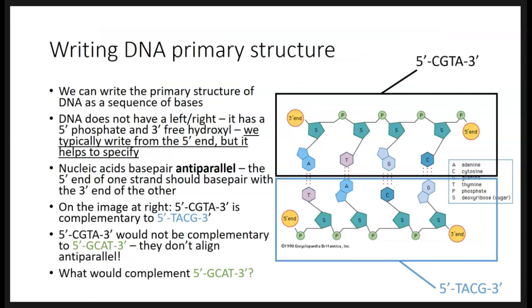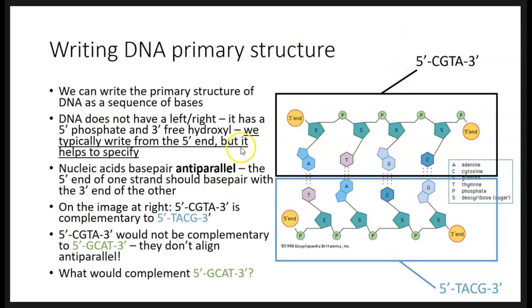This concept becomes super important when we represent the primary structure of DNA as a sequence of those 4 DNA bases. DNA doesn't have a left and a right. It's got an end with a phosphate on it and an end with a free hydroxyl. That's the 5' phosphate and the 3' free hydroxyl. And so we can write the nucleotide bases starting at, for example, the 5' end, and then writing them until we get to the 3' end.